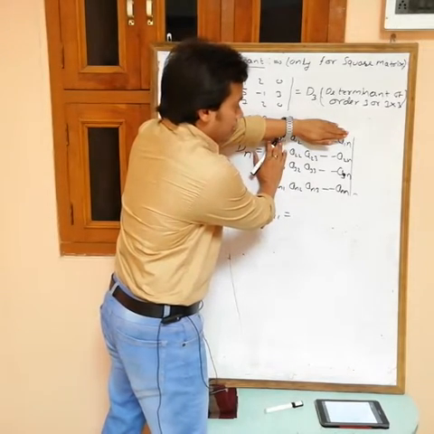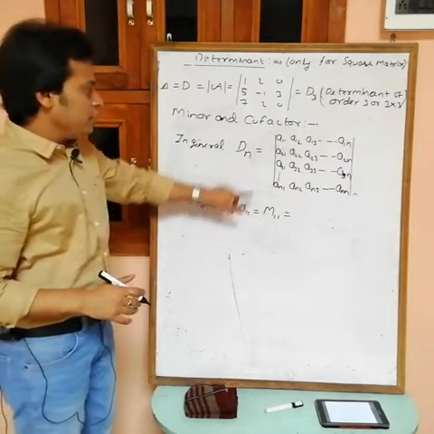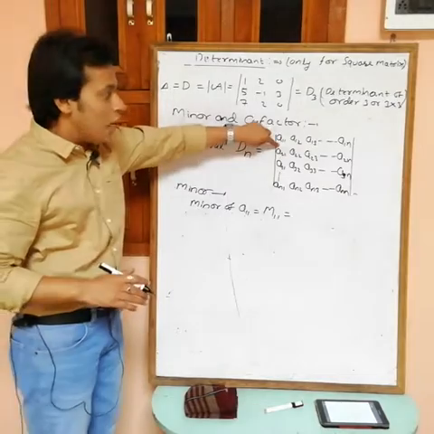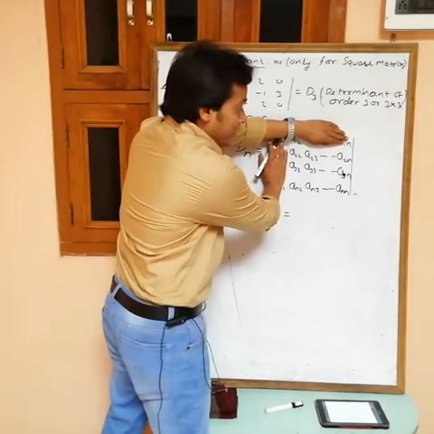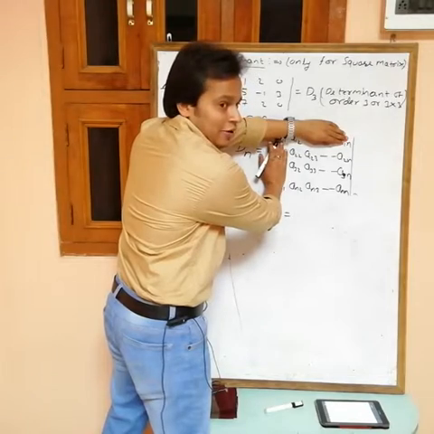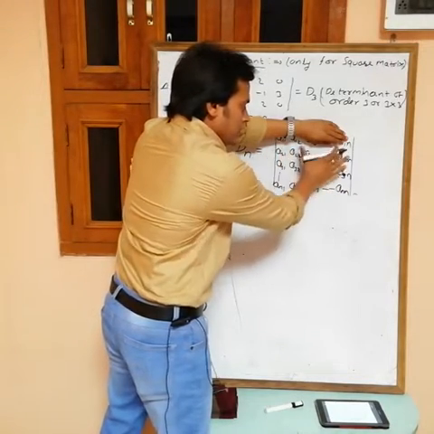Okay, in appeared order. Okay? So how to get the minor of A11? If you want the minor of A11, first hide the corresponding row and column, and make the determinant of the remaining elements as it is. So see, these are the remaining elements now. So make the determinant of this one.